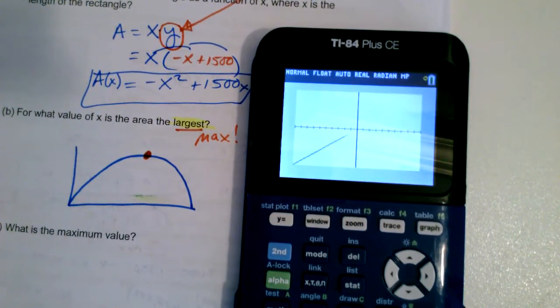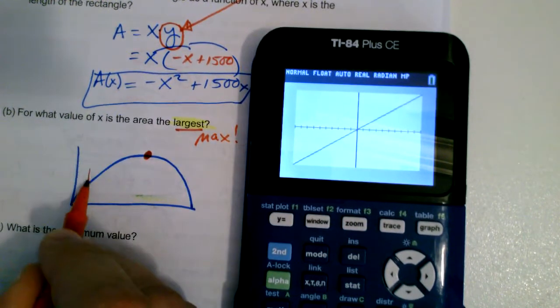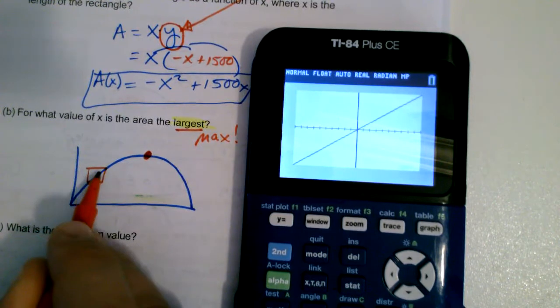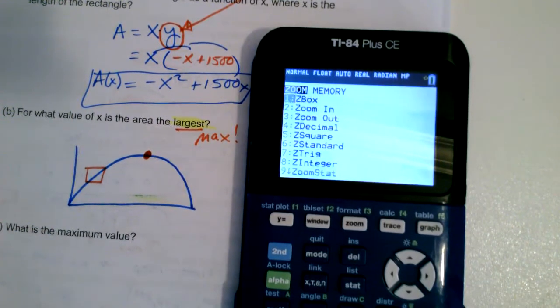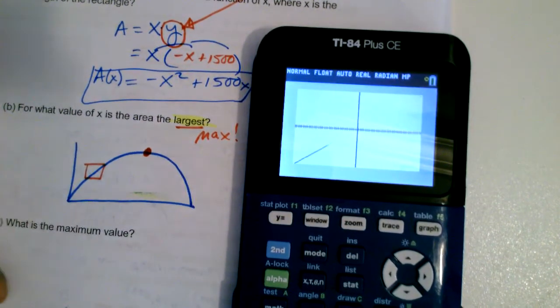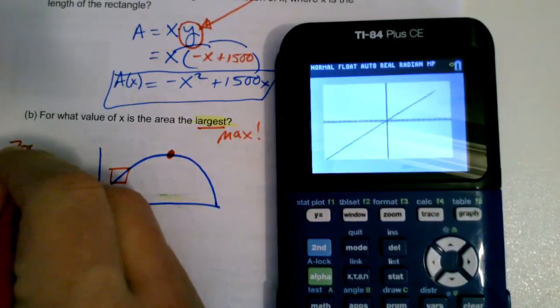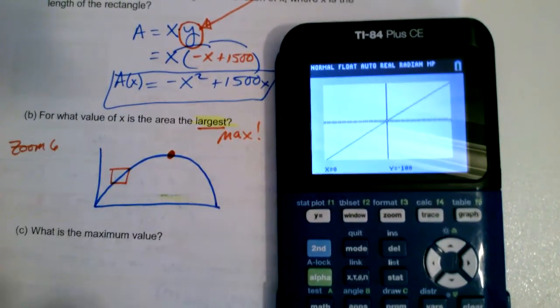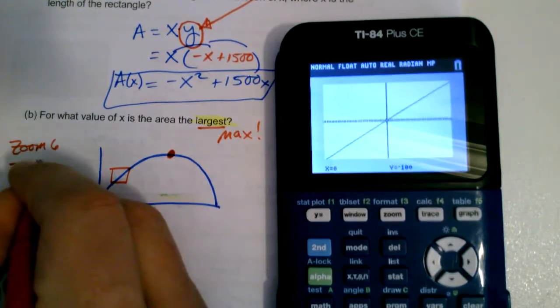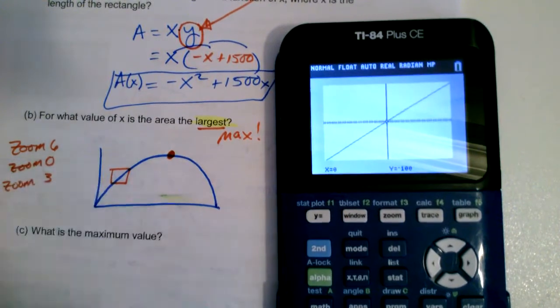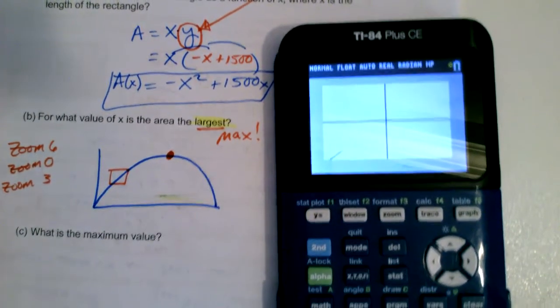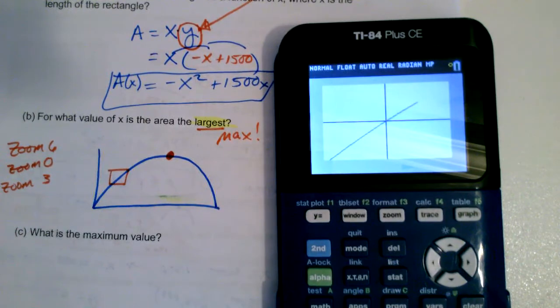So I did zoom 6, zoom 0, and now I don't see what I want. I see almost like a line. That means it's zoomed in too much. So then that's when I do zoom 3 and press enter. Okay, so I'll write my zooms. I always like zoom 6, then I try zoom 0, and if that doesn't work, then I do zoom 3, and then I just keep pressing enter until I find what I want.